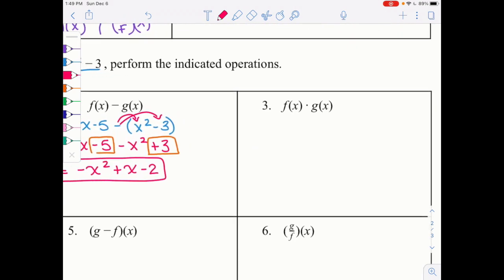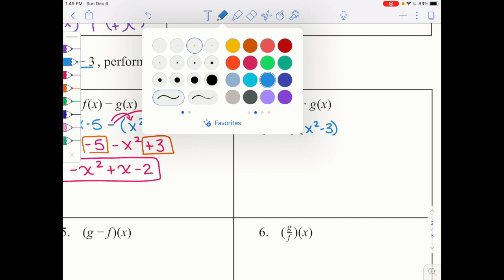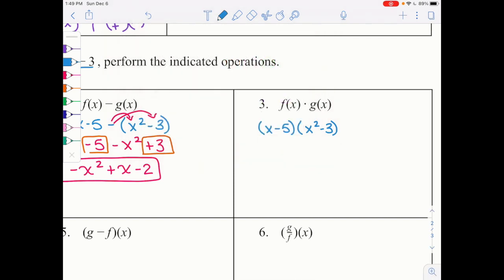Here it wants me to multiply them. So I'm going to do x minus 5 times x squared minus 3. And again, I'm going to double distribute, or what some of you may know as FOIL. So I'm going to do the first times the first. X times x squared is x to the third.